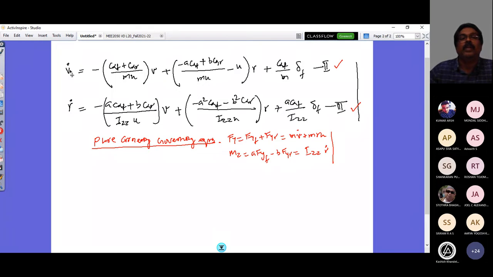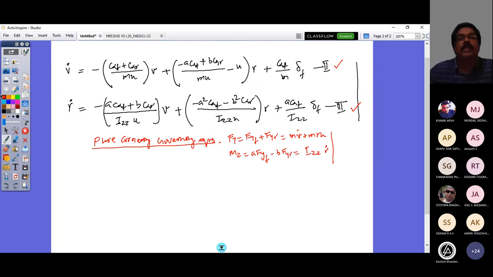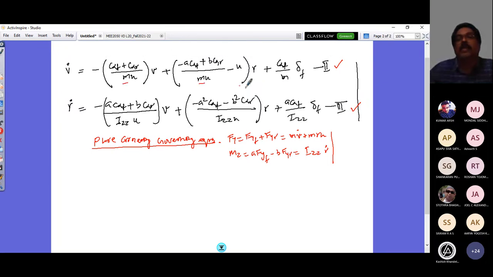You can see in this equation, there is M, M, M, all the three terms, and I_Z. So I'm taking this on the other side and then take all the terms other than the input term on the left-hand side. If I do so, I can rewrite my equations in this fashion.